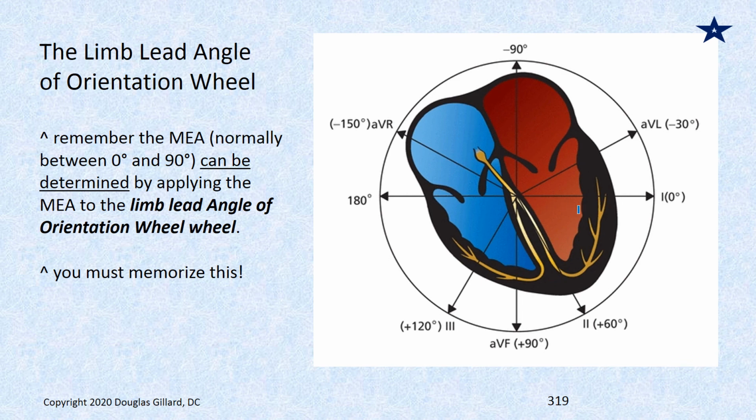And to quantify that, they've created a kind of weird wheel here. And it's got some degree signs on it. So we went through this last time, but all of the limb leads are plotted along this wheel at different places. For example, limb lead 1 is right here at 0 degrees.